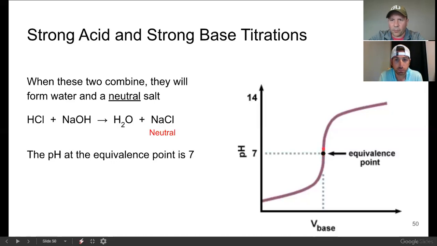Now, as we keep adding more base and get past the equivalence point, at the equivalence point there's only water and this salt in here. But as soon as we add one more drop, we now have excess hydroxide, which is going to start making it more basic. But the most important thing to know is that strong acid, strong base is going to have an equivalence point that is in the neutral pH range, which is 7, right?